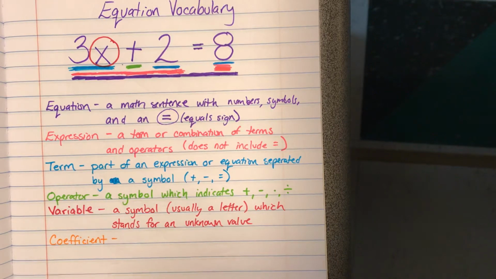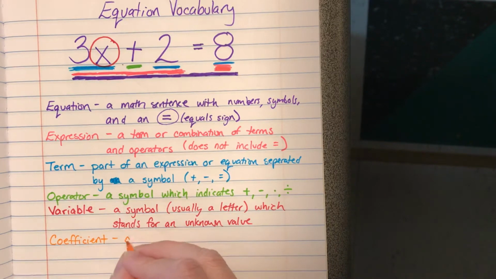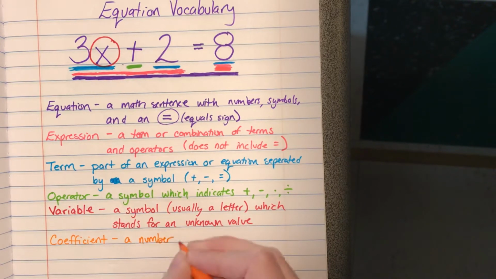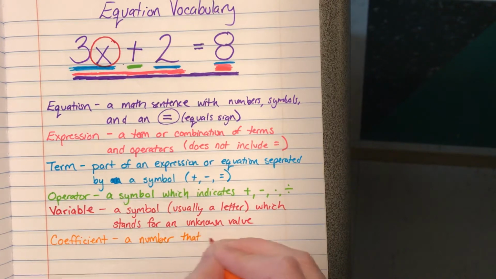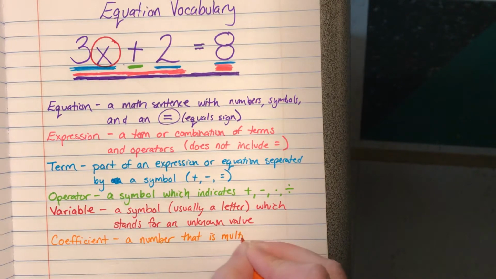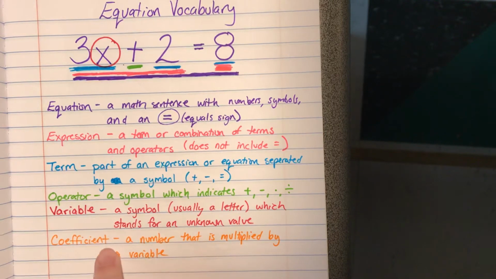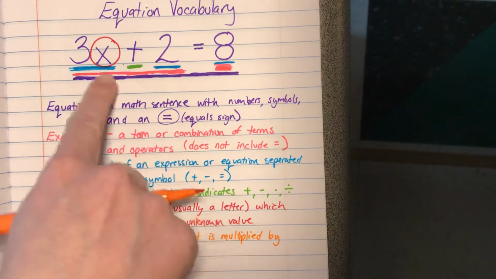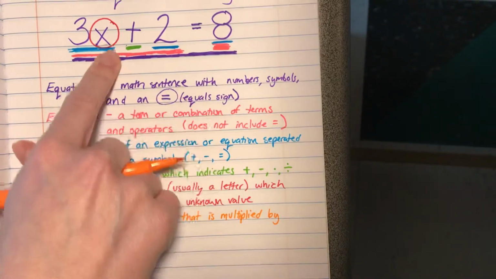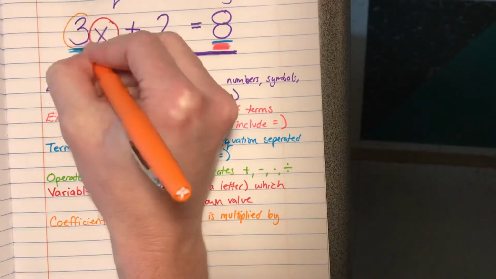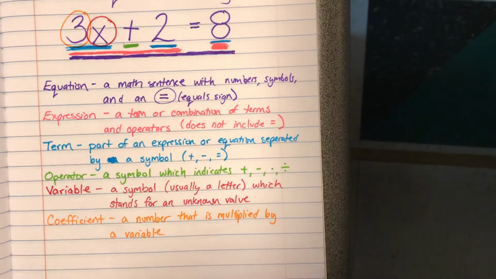C-O-E-F-F-I-C-I-E-N-T. Coefficient. A coefficient is a number that is multiplied by a variable. So if you can find the variable, you can always find the coefficient, because it's going to be the number right in front of the variable. In this case, notice we have an x, and the number right in front of that is the 3. So I'm going to circle that in orange. A coefficient is the number right in front of the x.